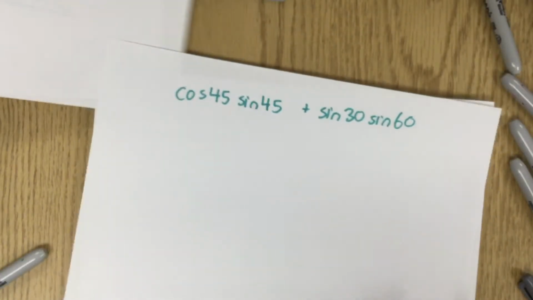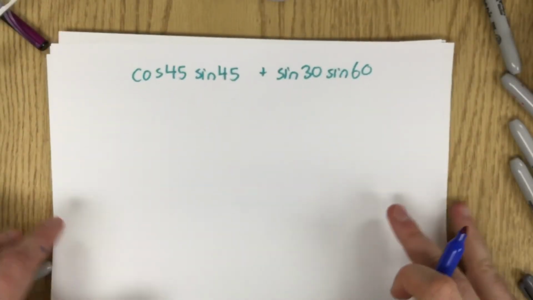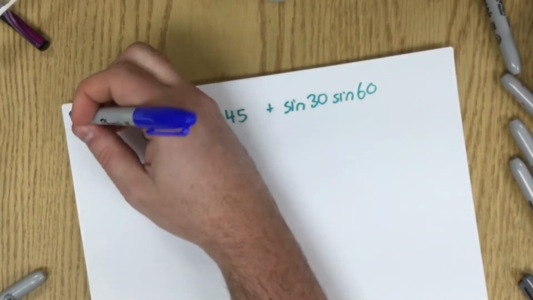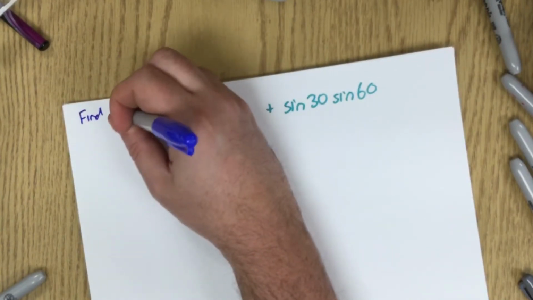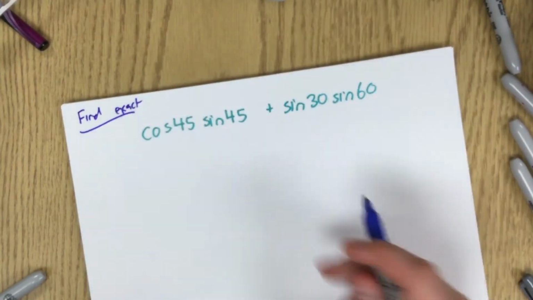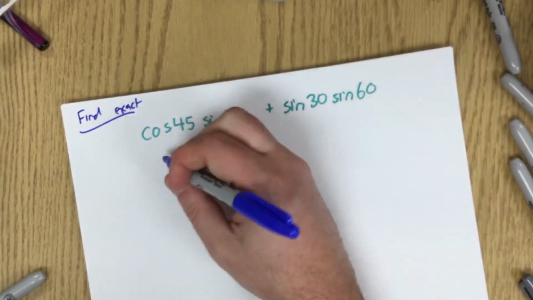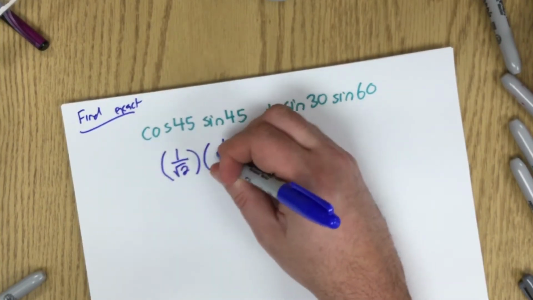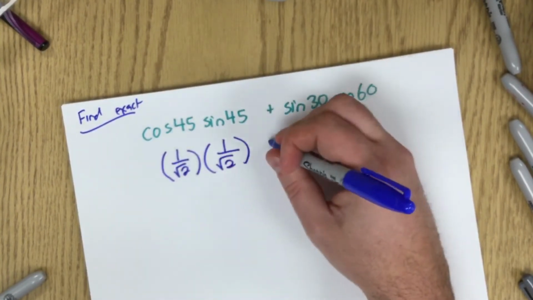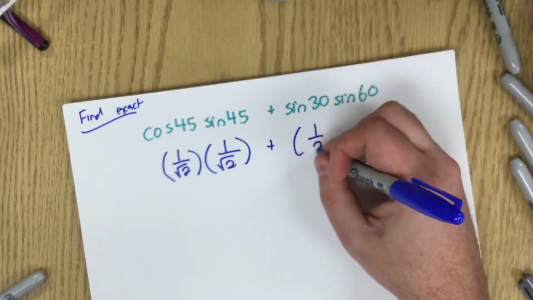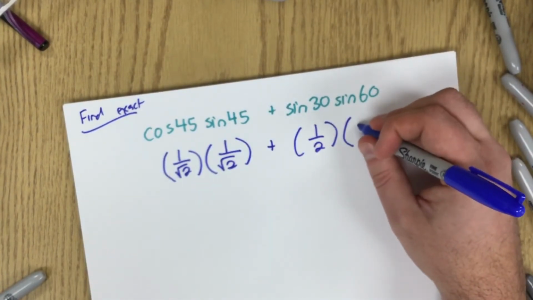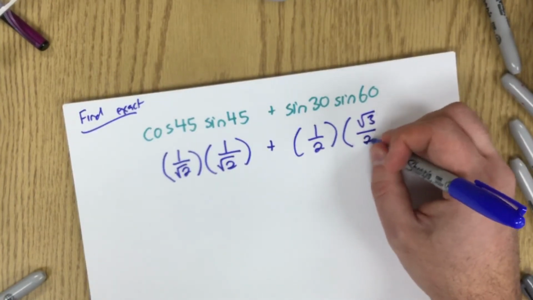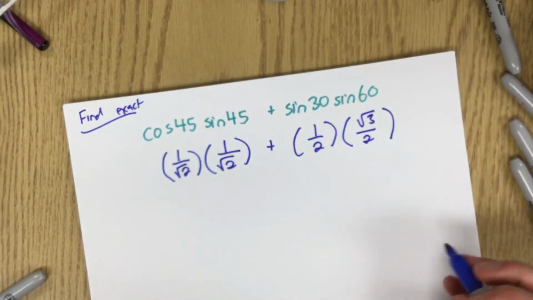Okay. Let's try to solve something like this now. So you might get a question like this where you need to find the exact answer. So we start figuring out. Cos 45 is 1 over root 2. Sine 45 is 1 over root 2. Sine 30 is 1 over 2. And sine 60 is root 3 over 2. And you could go to the special triangles and verify any of these.